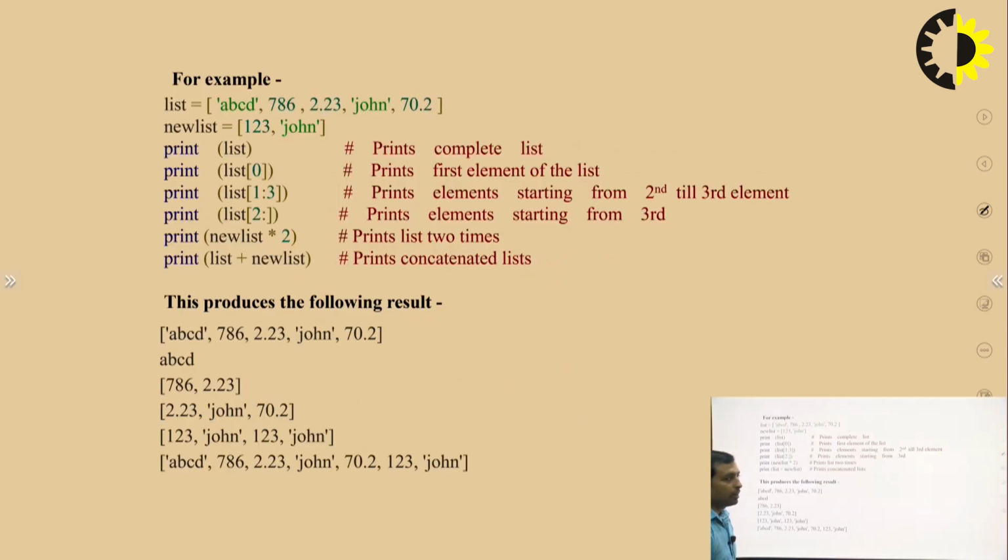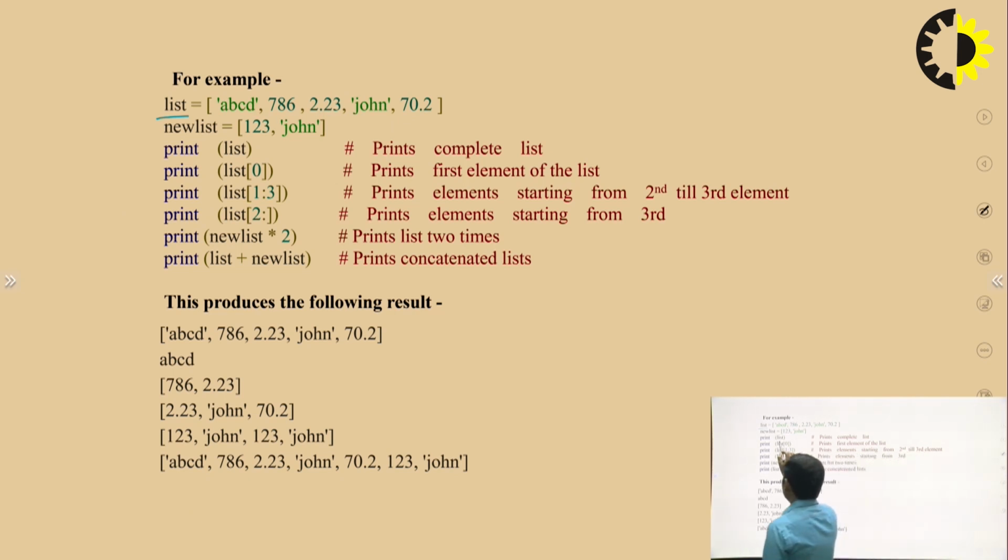Just see the example here. Take an object that is named list, no problem. List equals, this is our list having 5 elements. First, ABCD is a string. Second, 786, that is an integer. Third, 2.23, that is a float value. Then John, that is a string, and 70.2, that is a float. So a combination of different types of values, heterogeneous values, we can store in the list.